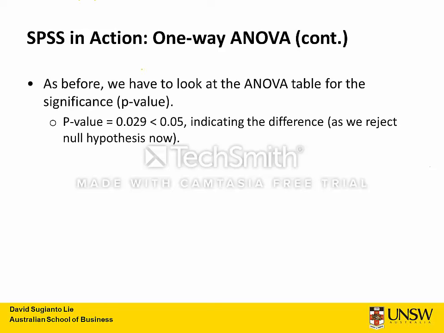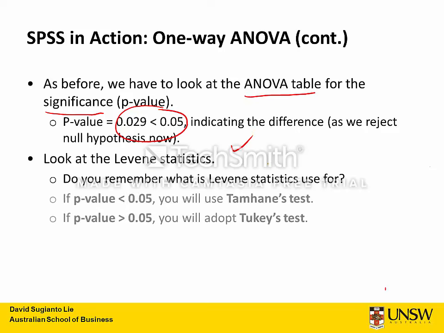So first of all, we take a look at our ANOVA table, and the ANOVA table shows significance. The p-value is 0.029. We know that, so we are going on. Then after that, we look at the Levene's statistics, which is the homogeneity of variance.